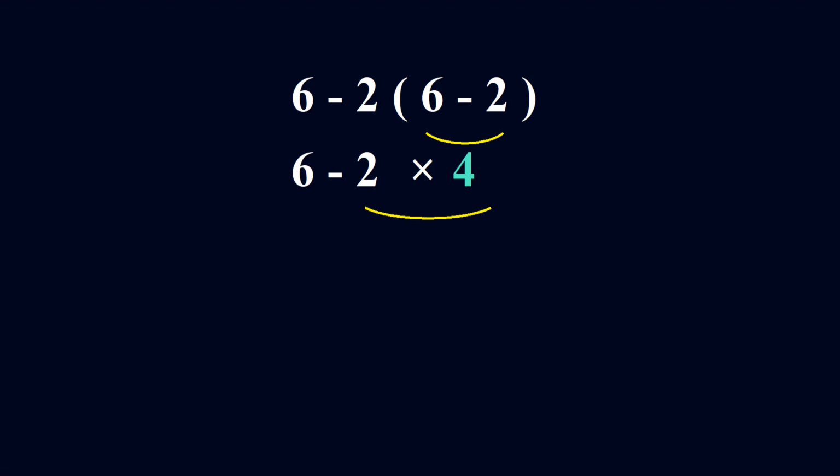So 2 times 4 which equals 8. So we have 6 minus 8. So 6 minus 8 which equals minus 2. And this is our final answer for this problem.